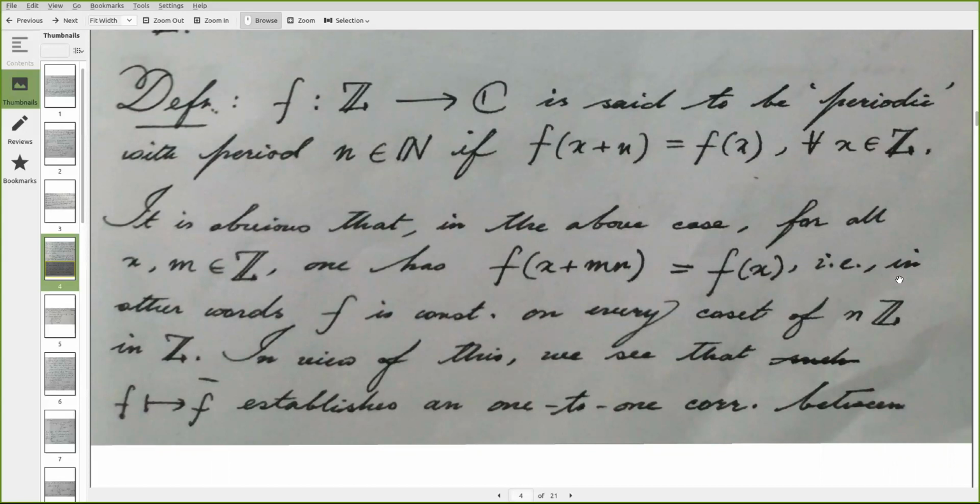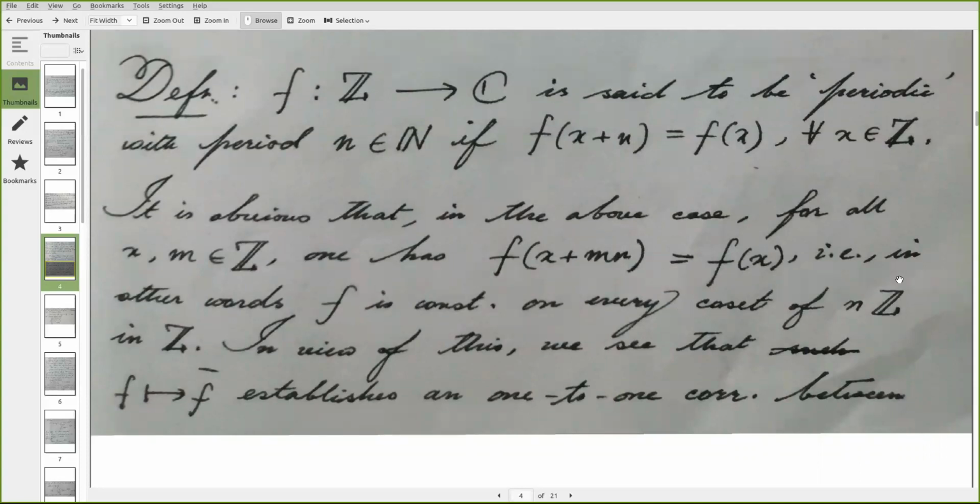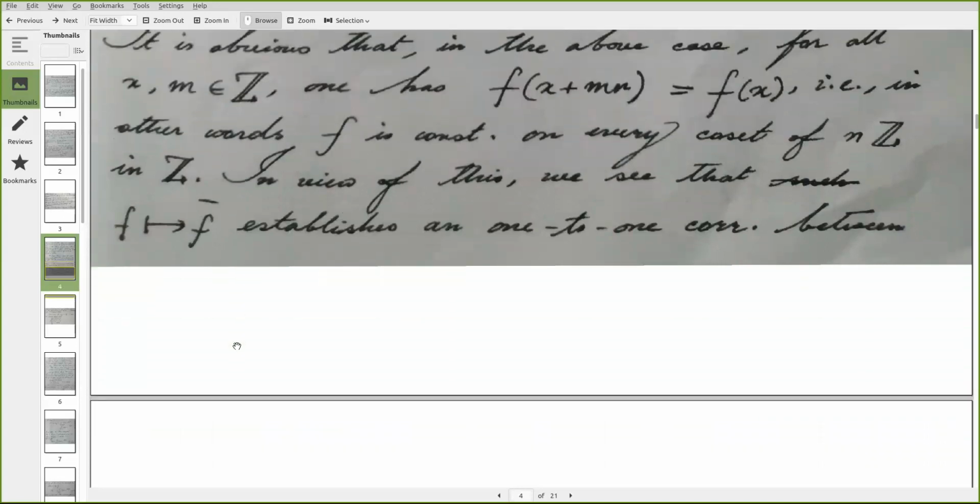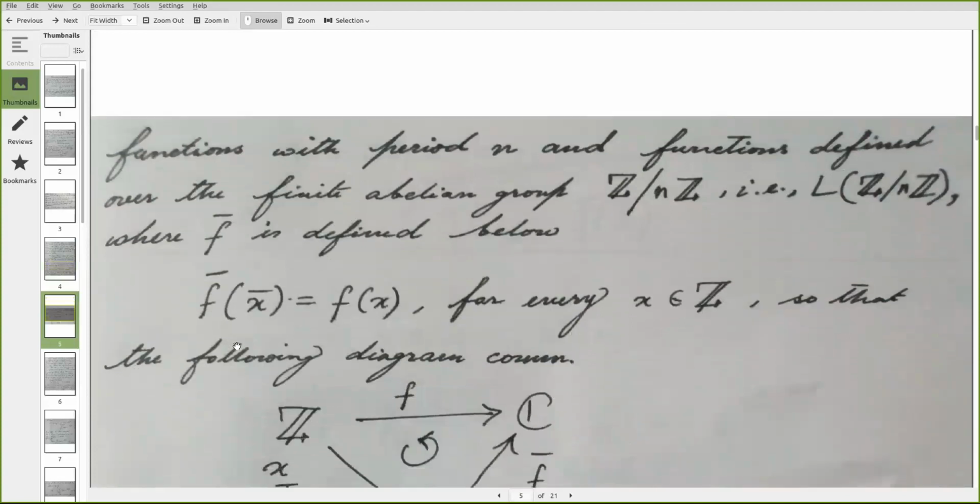Once a function is constant on every coset of nZ, then the function can be realized as a function defined over Z modulo nZ. So we formalize that in the following way. For a given function f which has period n, f bar is defined as follows: f bar of x bar is f of x. You can check this is clearly well defined.